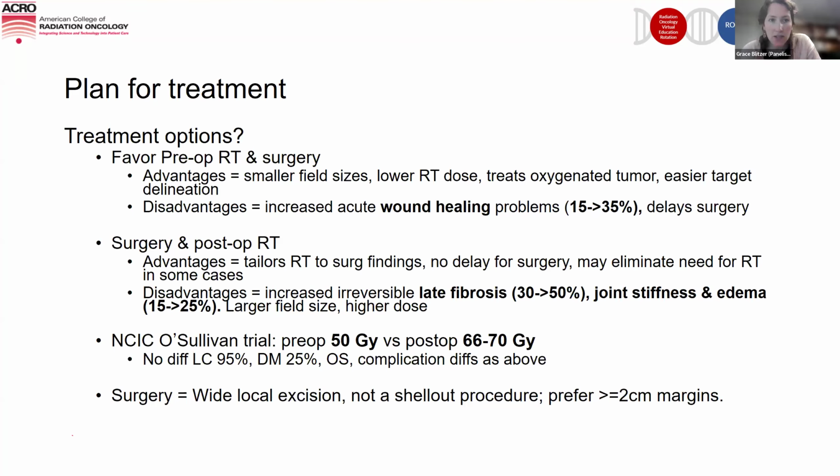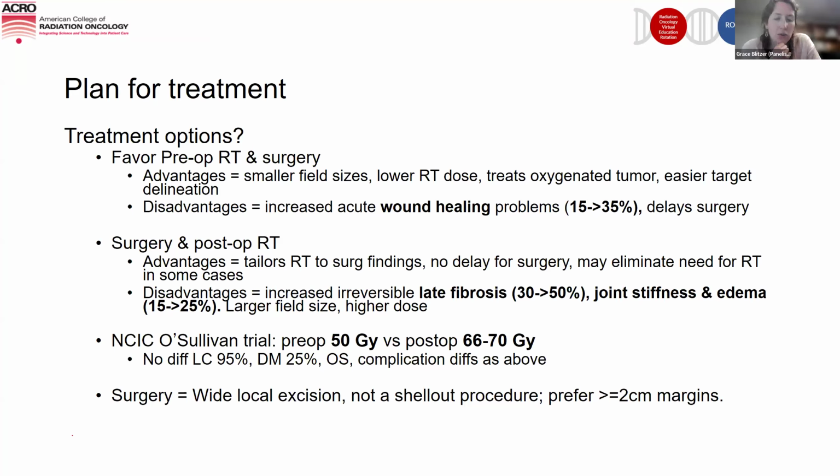If your patient is severely symptomatic and you make them go through 5 weeks of radiation, the sarcoma can get more and more symptomatic. And every once in a while, you might eliminate the need for radiation. T1s, so small extremity sarcomas, may not need radiation. But the biggest disadvantage is that late fibrosis, late joint stiffness, and edema are significantly higher with postoperative versus preoperative radiation. And then, of course, larger field size, higher dose.